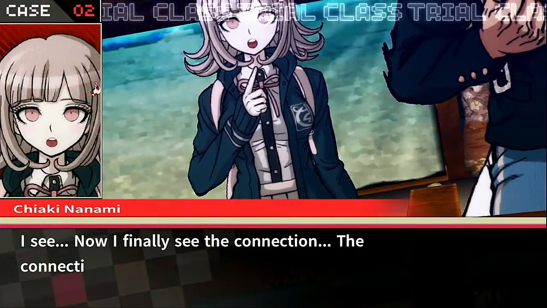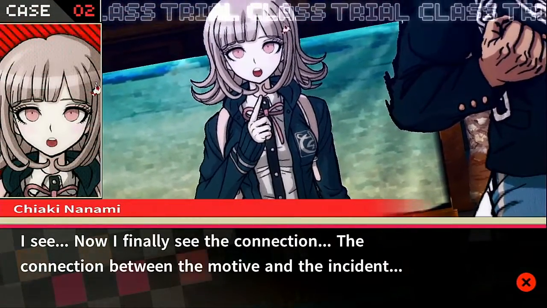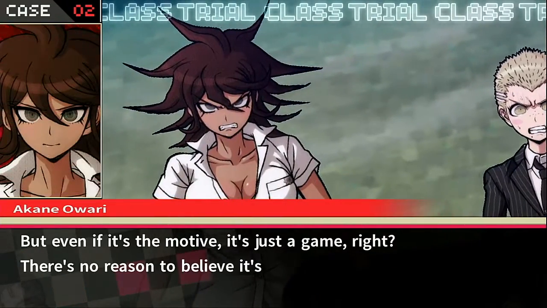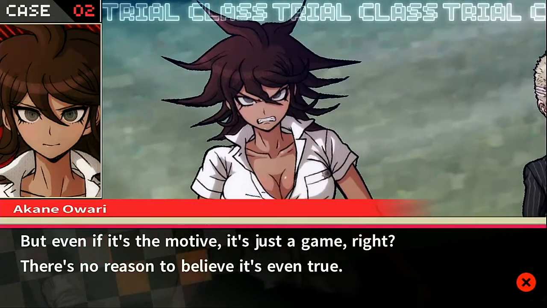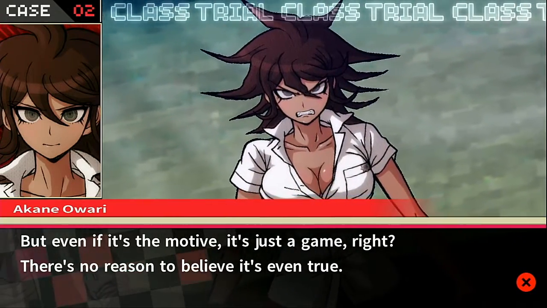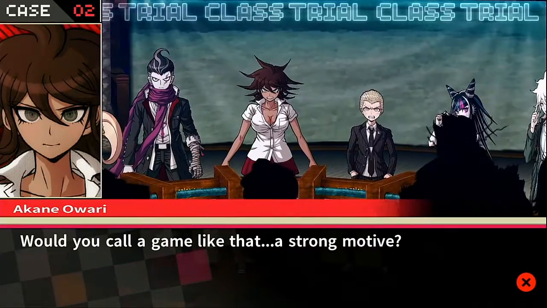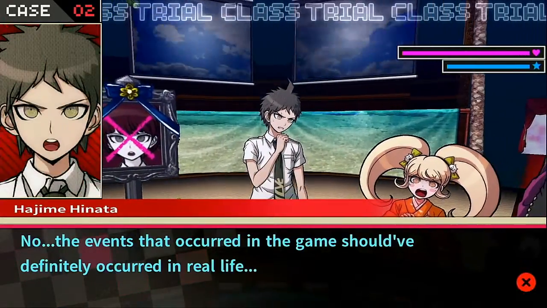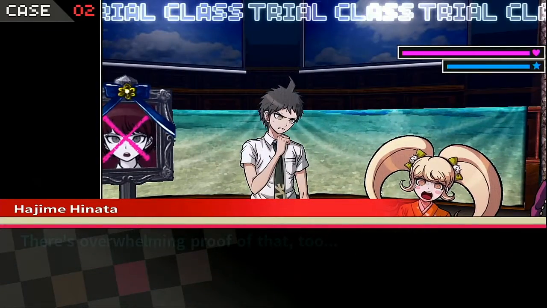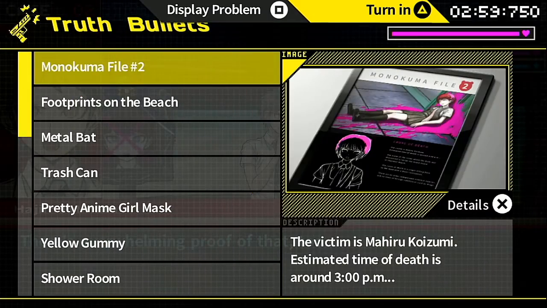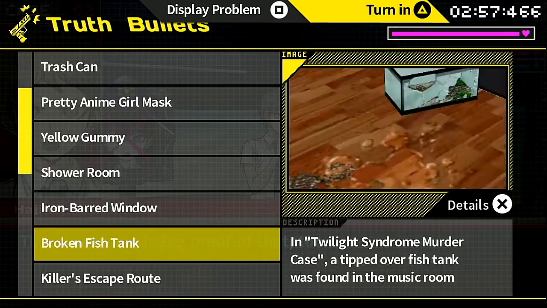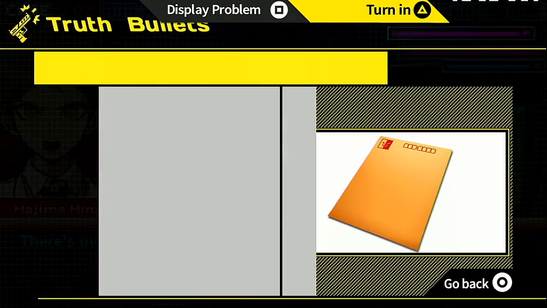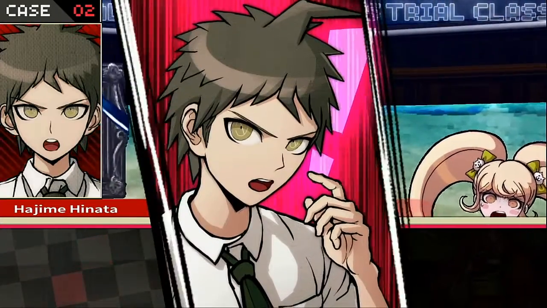I see. Now I finally see the connection. The connection between the motive and the incident. But even if it's the motive, it's just a game, right? There's no reason to believe it's even true. Would you call a game like that a strong motive? I can prove it with this!